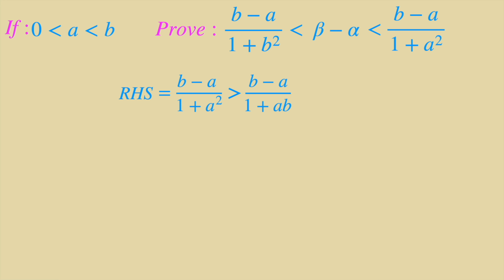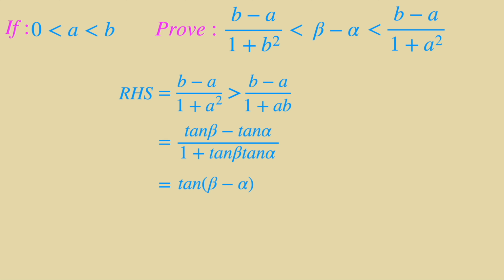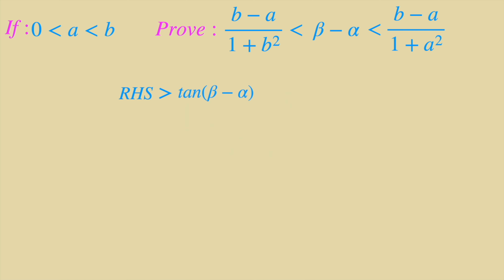Now substitute tangent alpha and tangent beta in the fraction. We will have tangent beta minus tangent alpha over 1 plus tangent alpha tangent beta. That equals tangent of beta minus alpha, which is a basic trigonometric formula. So the fraction on the right-hand side is greater than tangent of beta minus alpha. That's the first achievement we have got right now. Put them aside and look at the fraction on the left.